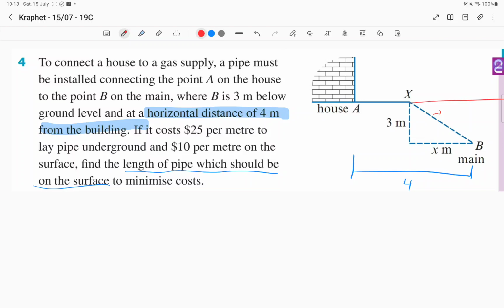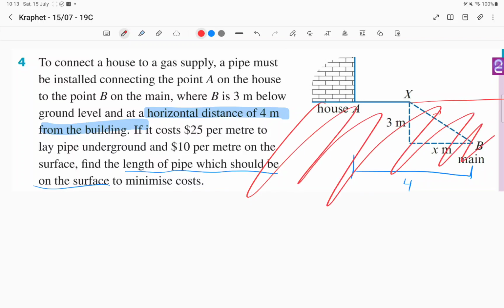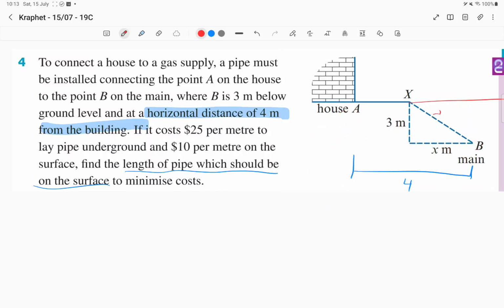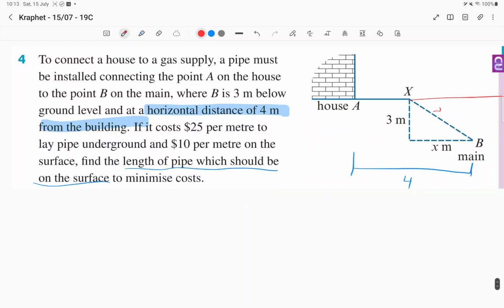The first time I looked at it, I thought, is it a slope? No, it's not a slope. The entire section here is below ground level, because the gas supply main line would make sense to be underground. You don't see any gas supply on the ground. So that is why this is 4 meters, and so this would be 4 minus x. So we're actually solving for 4 minus x, if we put this as x.